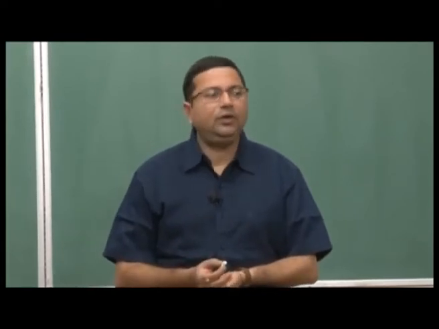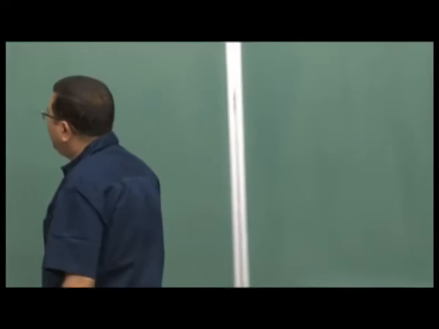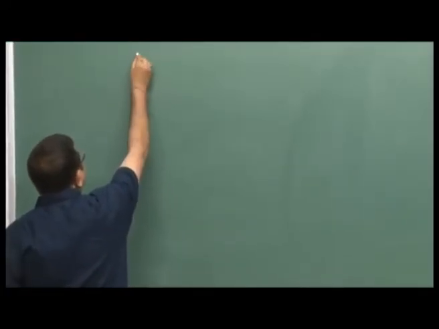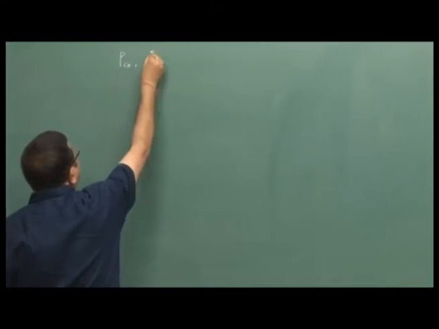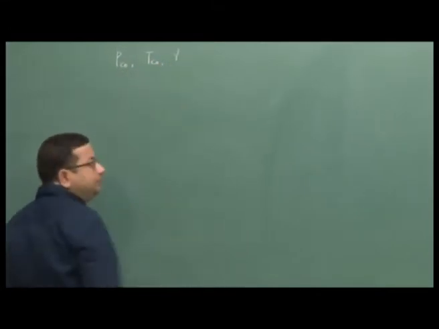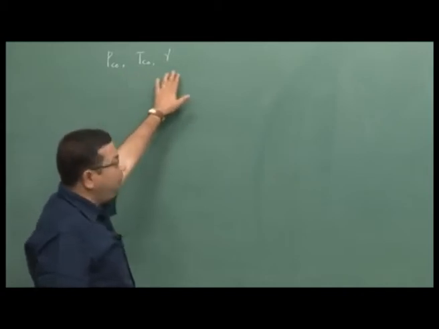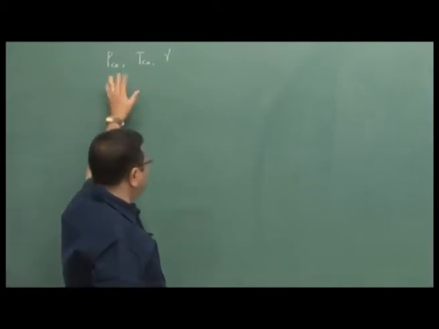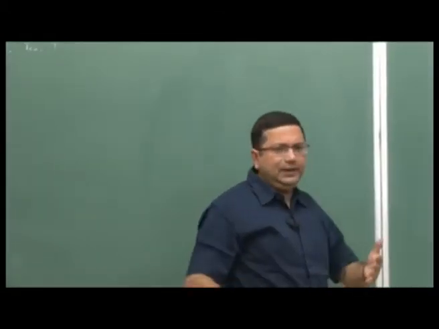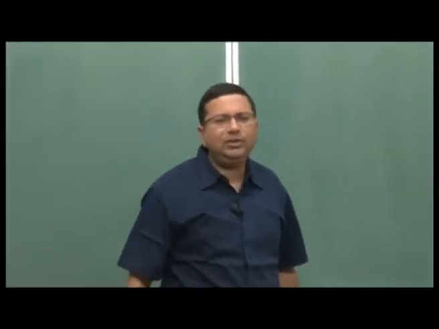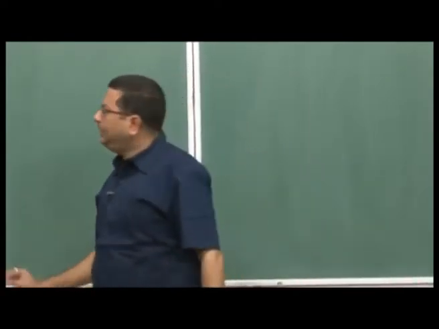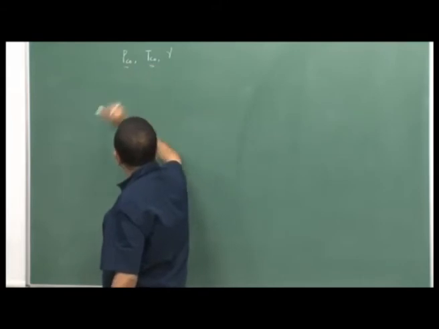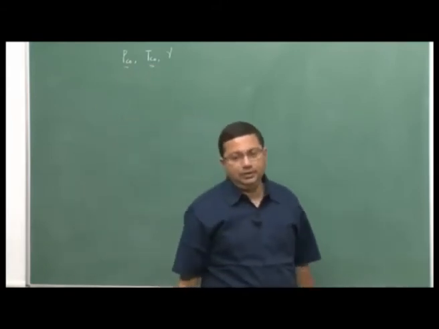rockets. Therefore, we have seen that the parameters that are important as far as the rocket performance is concerned are PC naught, TC naught and gamma. All the performance indices are functions of these parameters. PC naught is the pressure, which we have seen that the higher the pressure is, the better it is, but there is a limitation. So, that is dictated by the supply.